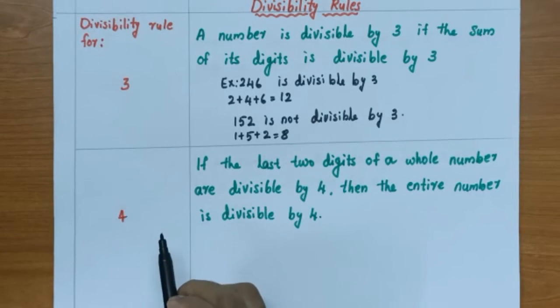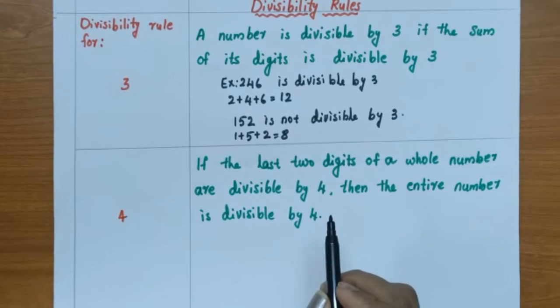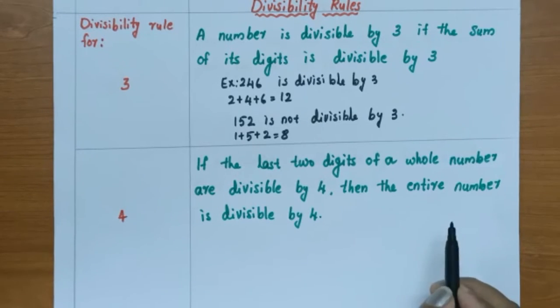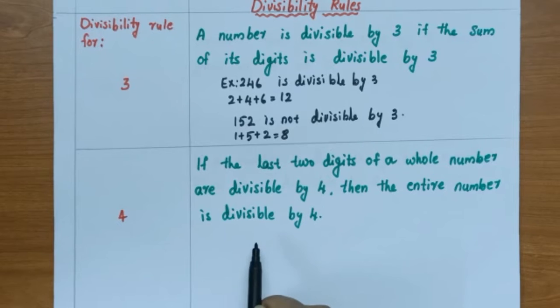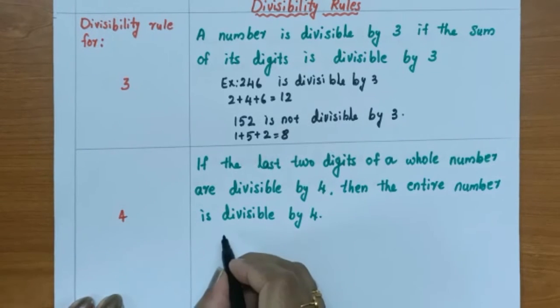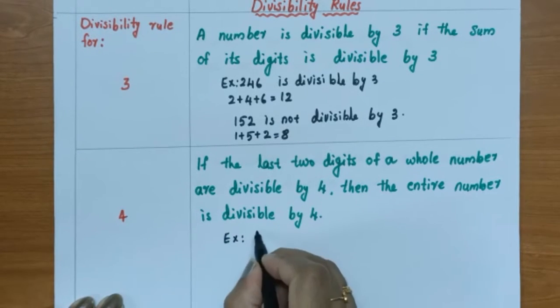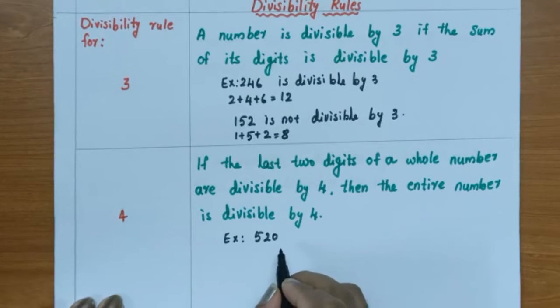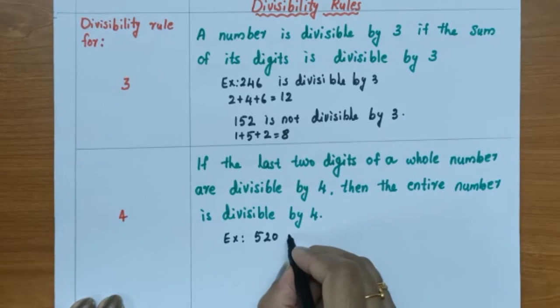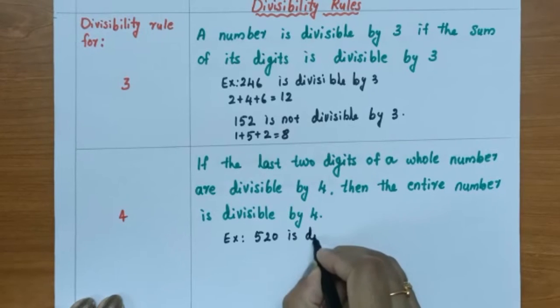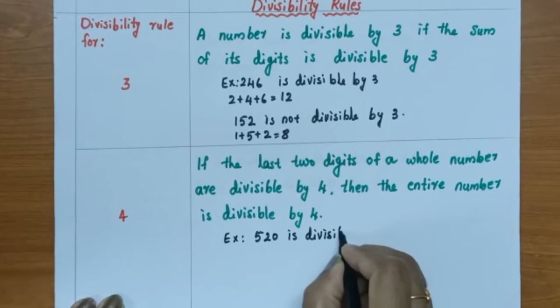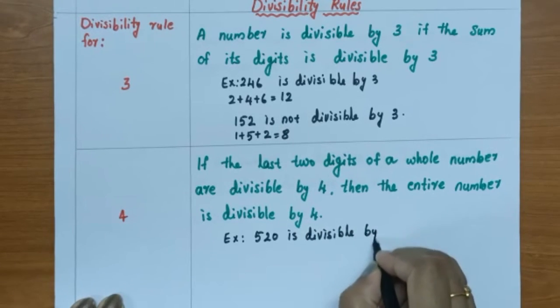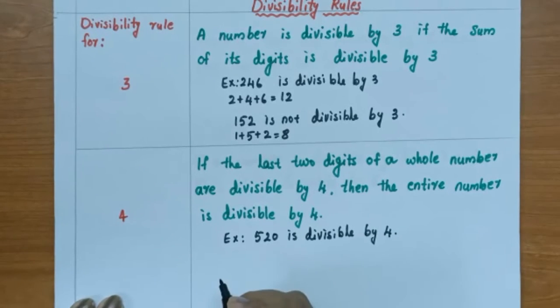Then divisibility rule for 4. If the last two digits of a whole number are divisible by 4, then the entire number is divisible by 4. For example, 520. We can check the last two digits. Here it is 20. 20 is divisible by 4. That means 520 is divisible by 4.